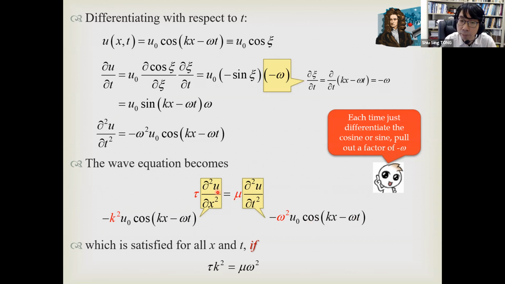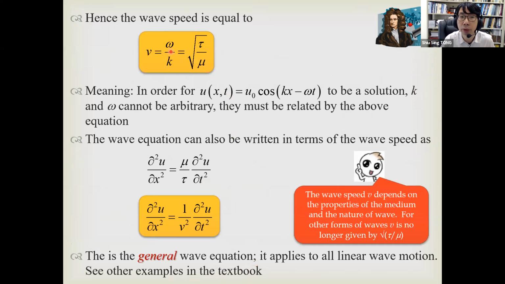But there's a condition. In order for the two sides to be equal, these two constants must be equal. The u naught also cancels on both sides, but the constant tau multiplied by k squared must be equal to the right-hand side, which is the constant mu multiplied by omega squared, right? So we get tau multiplied by k squared equal to mu multiplied by omega squared. And this equation gives you the ratio of omega over k. But omega over k is a wave speed. We have discussed that before, right?